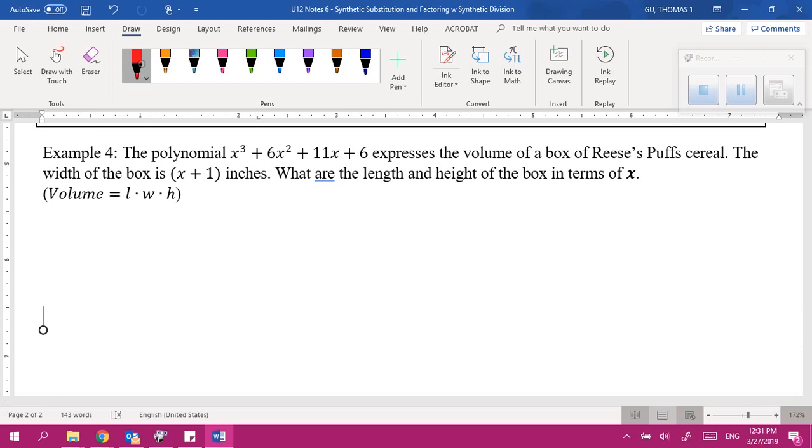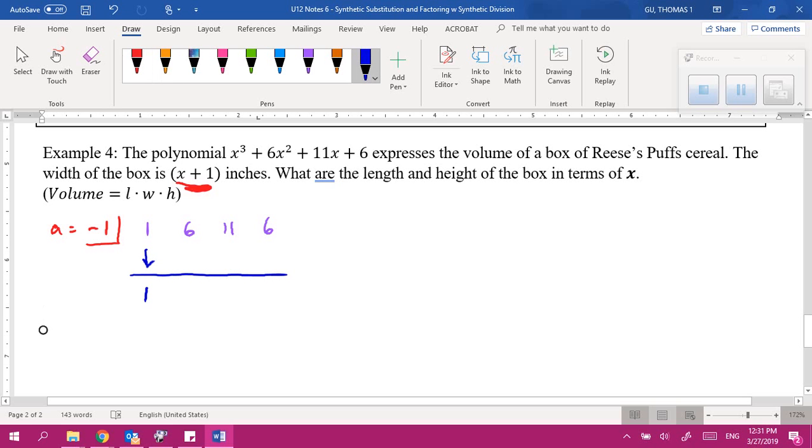What we can do first here is take the factor they gave us, x plus 1, and use that to reduce our polynomial. So what is our a value looking at this factor? -1, right. What are my coefficients? 1, 6, 11, and 6. Right. And let's divide. We bring the 1 down. We multiply by -1 to get -1. 6 plus -1 is?